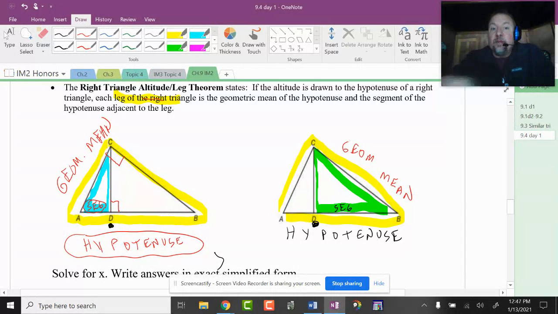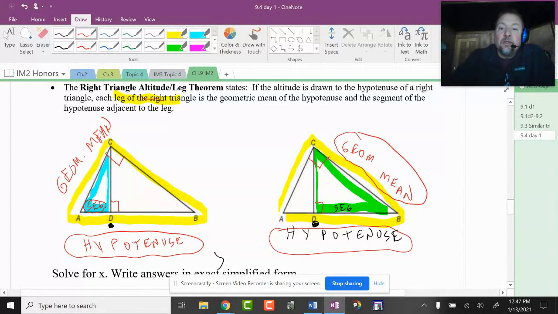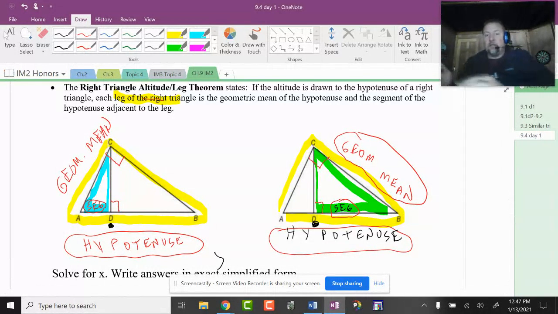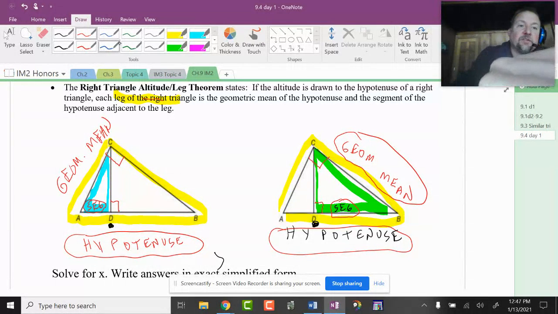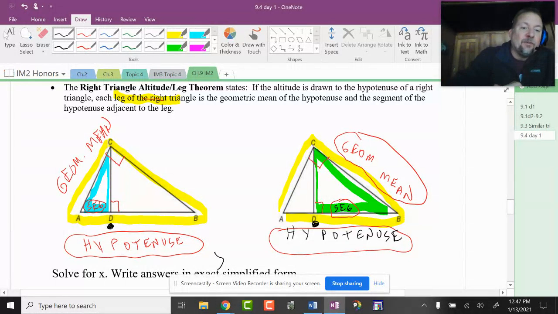Then rereading this question again, each leg of the big right triangle is the geometric mean of the hypotenuse and the segment of the hypotenuse given. This is why we need 2 separate things. Who am I comparing, blue to yellow or green to yellow, depending on what's given in the question? This one, you start in the middle. This is all you have to remember for the trick.